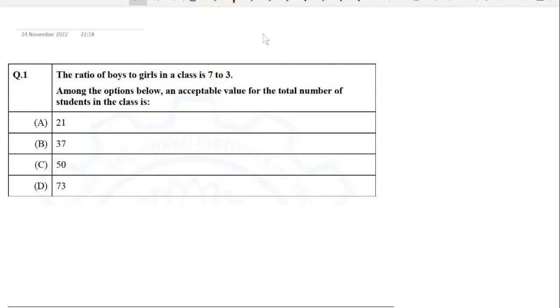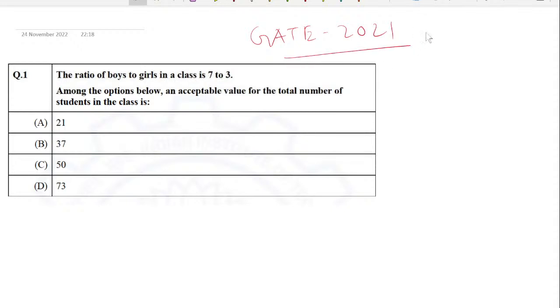Okay. So today in this lecture we are solving the GATE 2021 general aptitude solution of mathematics paper. Okay. So we first cover the mathematics section and then cover all the other science subjects of the general aptitude paper.